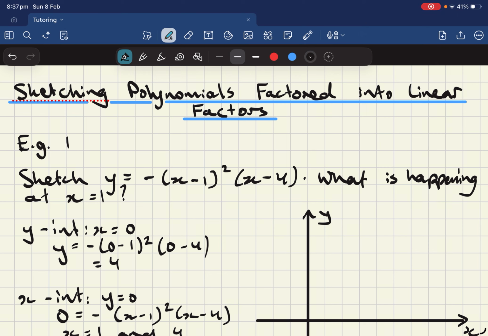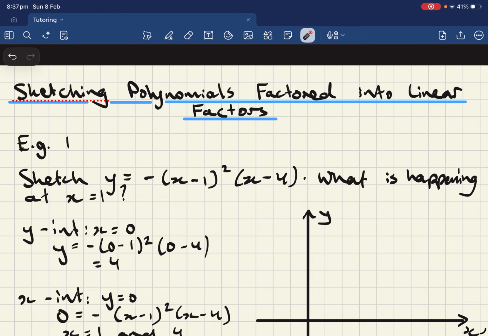So in this video, we are looking at sketching polynomials when they're factored into linear factors. Going straight into the examples, because we have talked about polynomials previously on this channel. If you need more of an in-depth background, you can have a look at some of those videos. We are going to go through this, just practicing sketching, and we're going to identify a couple of key features of our graph.